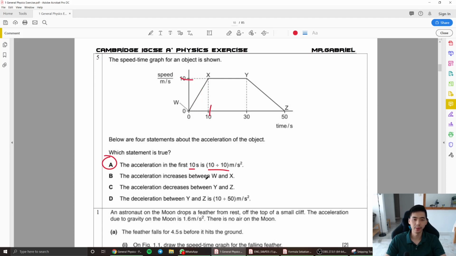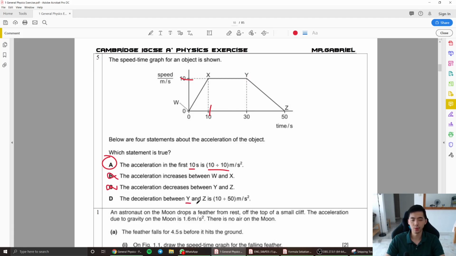The acceleration increases between W and X. Yet again, the acceleration does not increase. The speed increases. The acceleration decreases between Y and Z. If you have decreasing acceleration, you should have a curving graph like this that has a decreasing gradient. So it's not this as well. It's not this, not this.